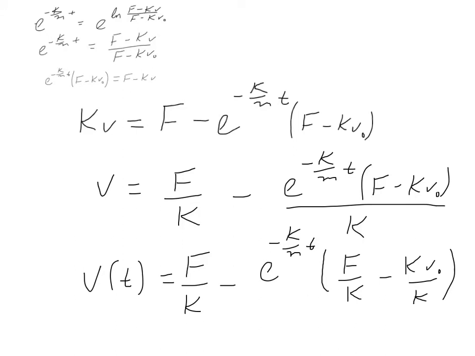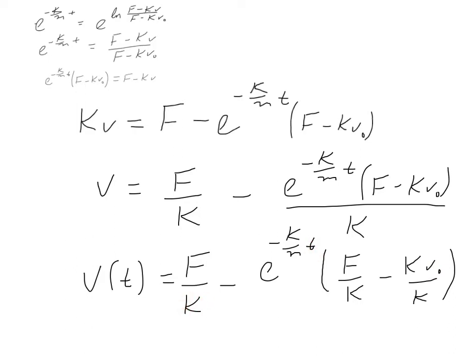Because I can distribute this k inside of this parentheses, and I have e to the minus k over m, f over k, k over k, and that's going to cancel. So my final equation for v of t, notice this is v final, and my only variable is this t here. F and k, those are constants. V naught is a constant. That's the velocity of the submarine when it started at t equals 0 and it turned on its motor. Maybe it was coasting. Everything but this t is a constant.